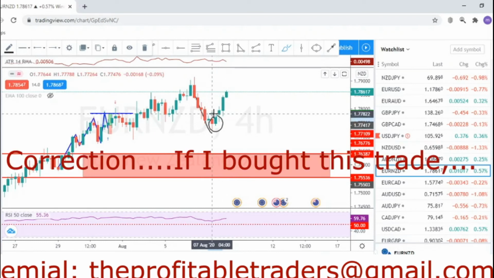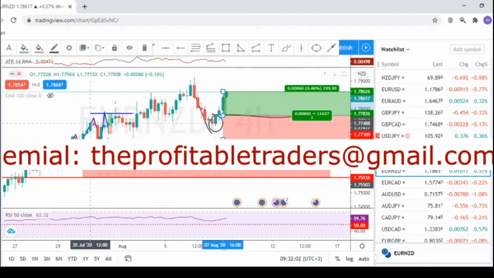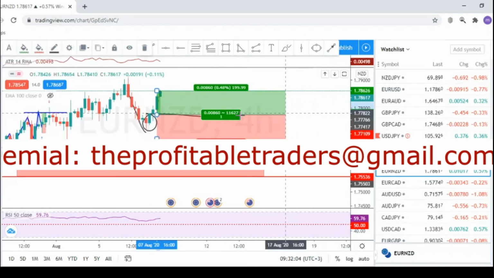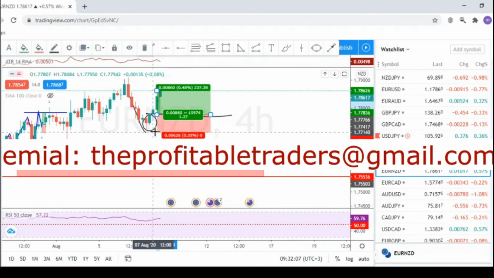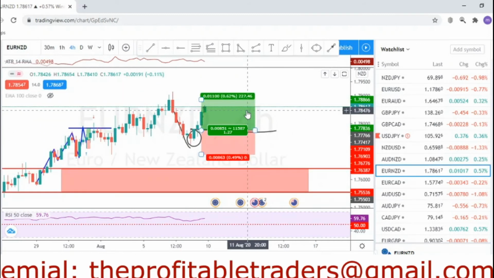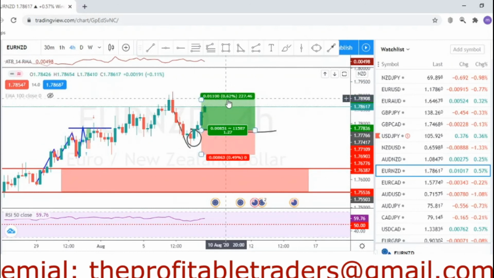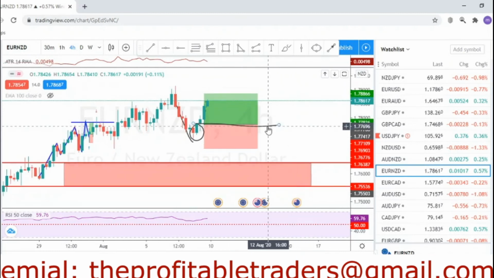So if I had taken this trade, I would have taken my buy position here with my stop loss below this swing low. I might take profit at the previous level of structure. The reward is higher than the risk, and I expect this market to hit my take profit as a win, but that didn't happen.